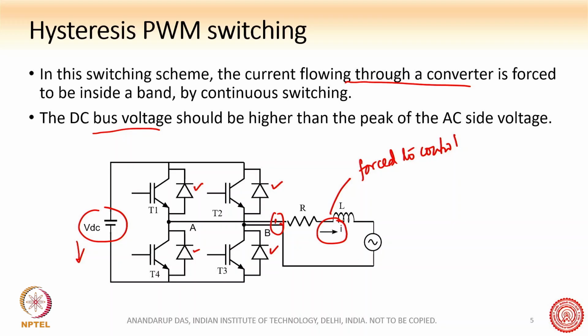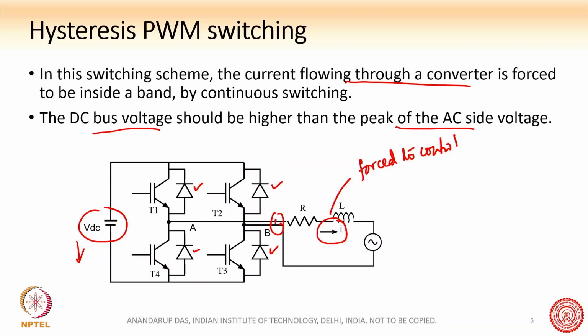Basically, you need to control the current with the help of these 4 switches T1, T2, T3, T4. So you have to increase or decrease the current at your own will, as per your specification. But if you have a diode bridge, you cannot control. So therefore, in order to do this, the DC bus voltage must be more than the peak of the AC side voltage. This is important for it to happen.